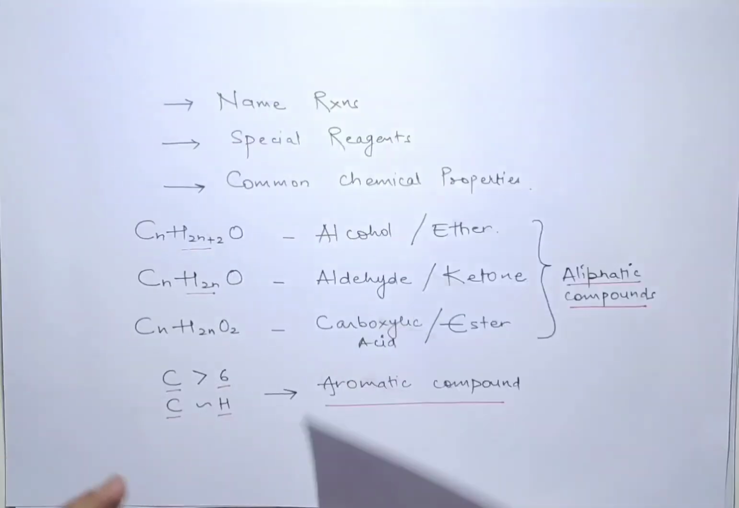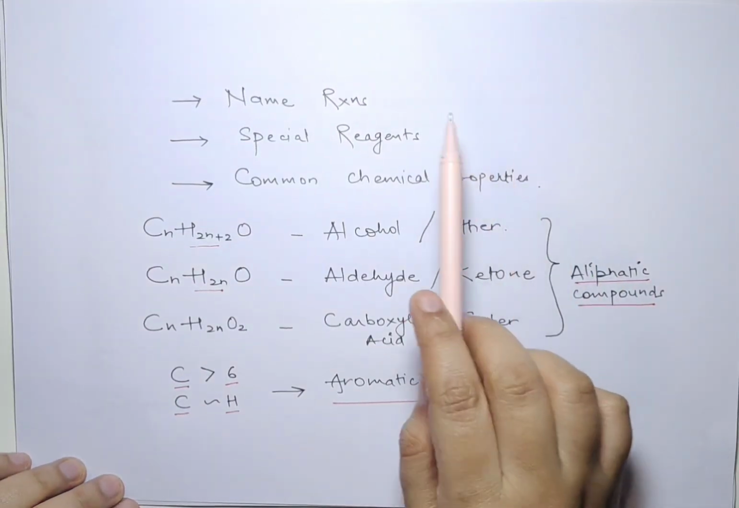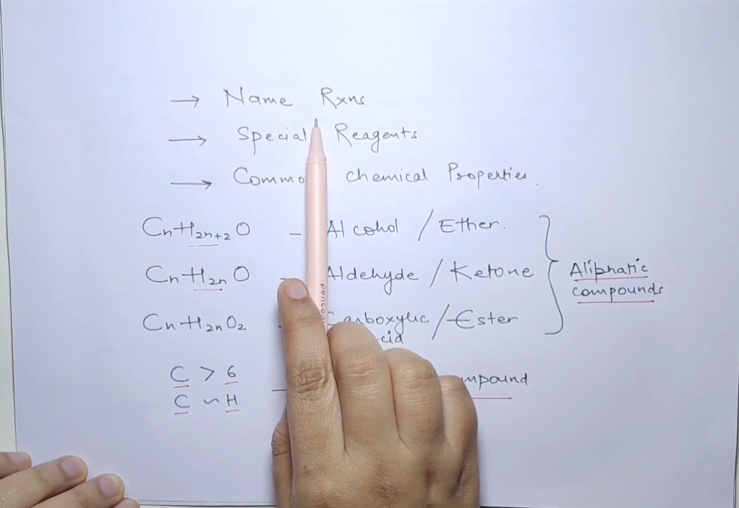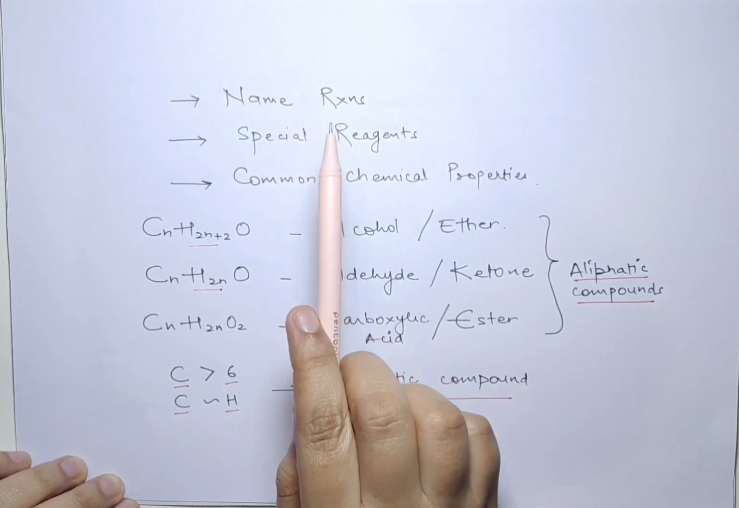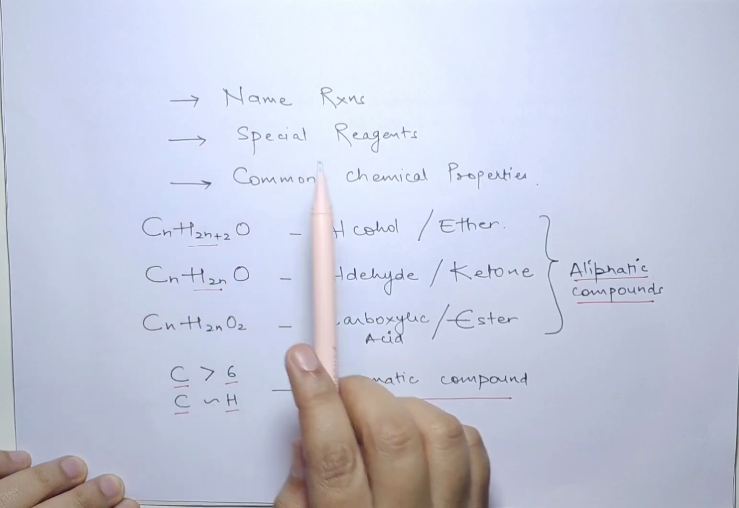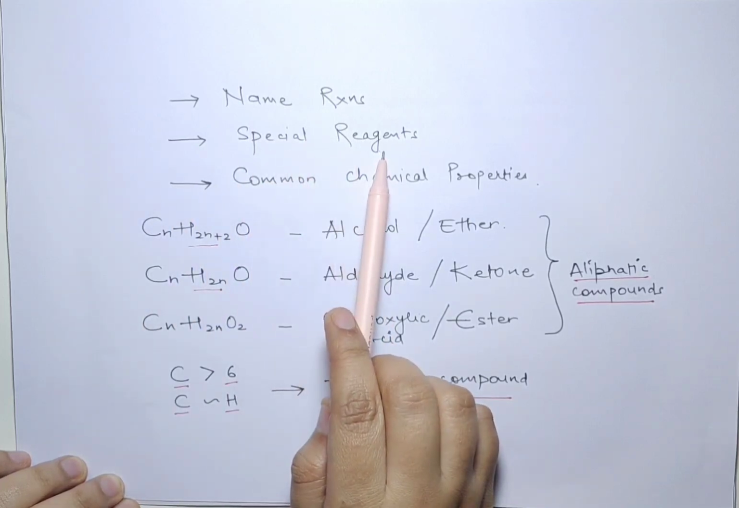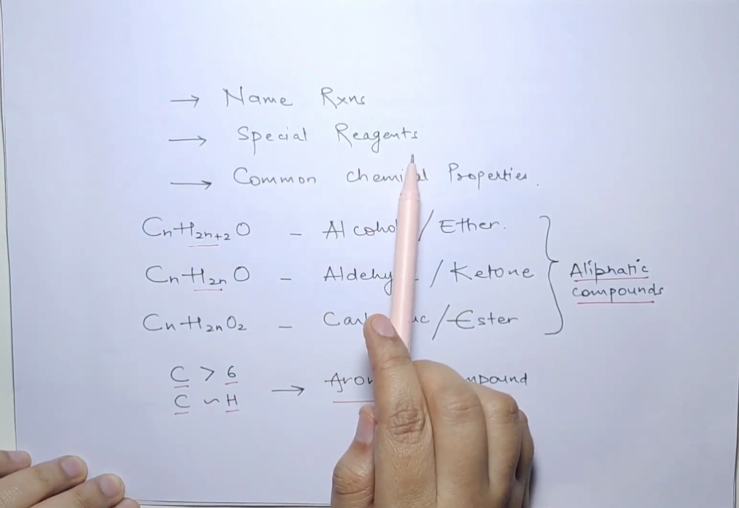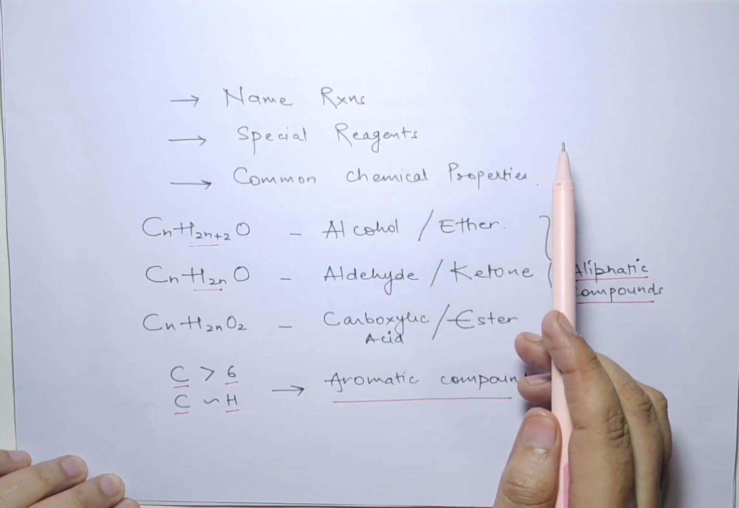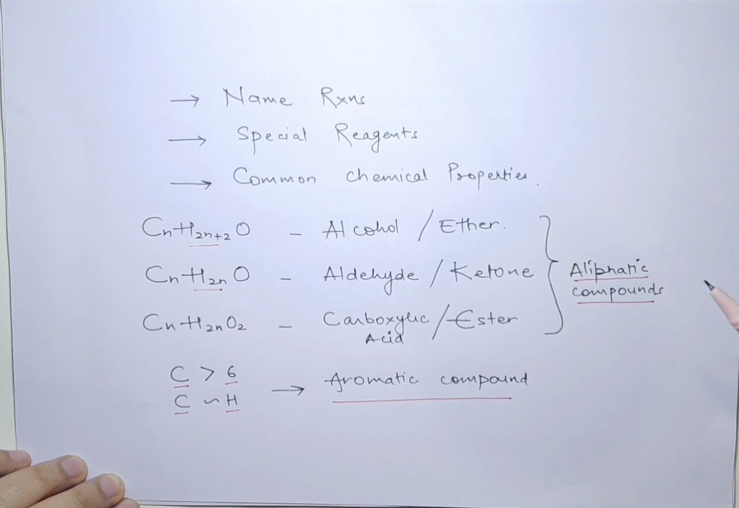Okay, so before getting started, let's make sure that you know your stuff. You should have your name reactions. Either you prepare them really nicely or have them written on a page so that you can refer to them when need be. Your special reagents like your sodium borohydride, lithium aluminium hydride, Tollens' reagent, Fehling's reagent. These also, you should have them written down on a page so that you can refer to them.